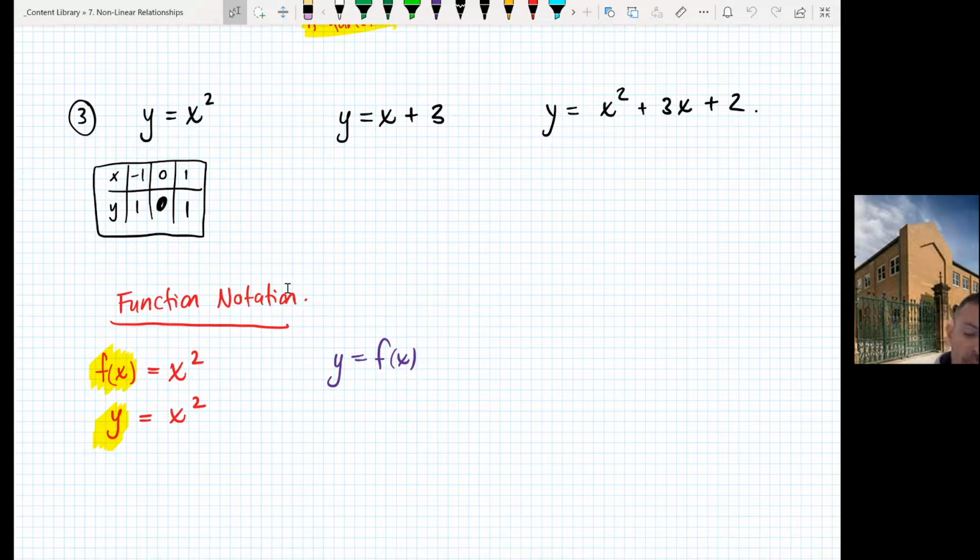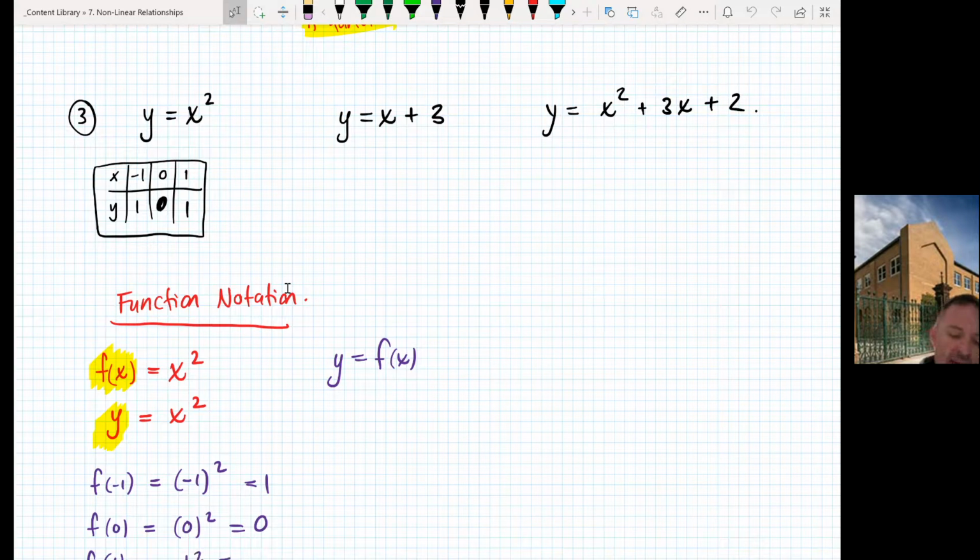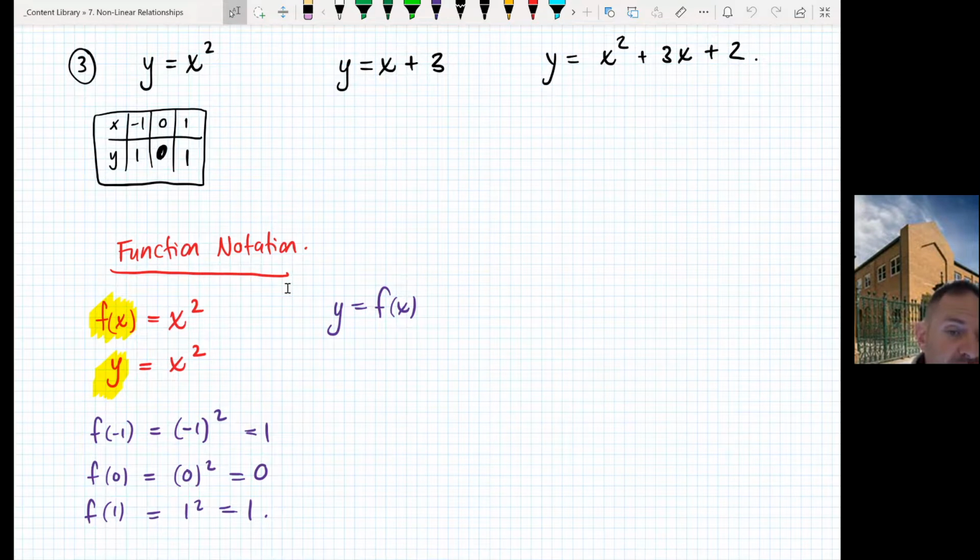So, for example, if I want to sub in -1, we can say f of -1 equals -1 squared. So we're actually showing within the equation what we're subbing into it. And of course, -1 squared we know to be 1. We could say f of 0 equals 0 squared, which we know is 0. f of 1 equals 1 squared equals 1. So all that f of x is, is just a different way to write our equation y equals x squared. But we use it a lot more in senior mathematics, in both AA, AI, and Advanced Extension 1.